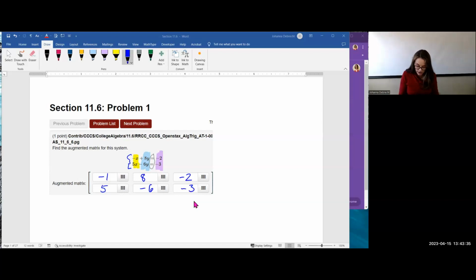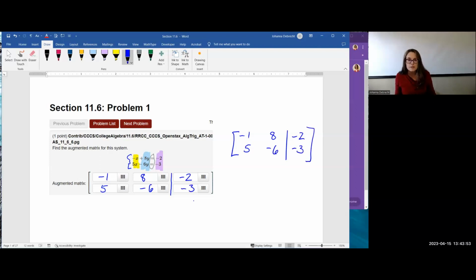Now, how will I write this? There's a little bit of an error here because we should have a long vertical bar there. So it should look like -1, 5, 8, -6, vertical bar for the equals, -2, -3. Right? It's bad form to leave off the long vertical bar.